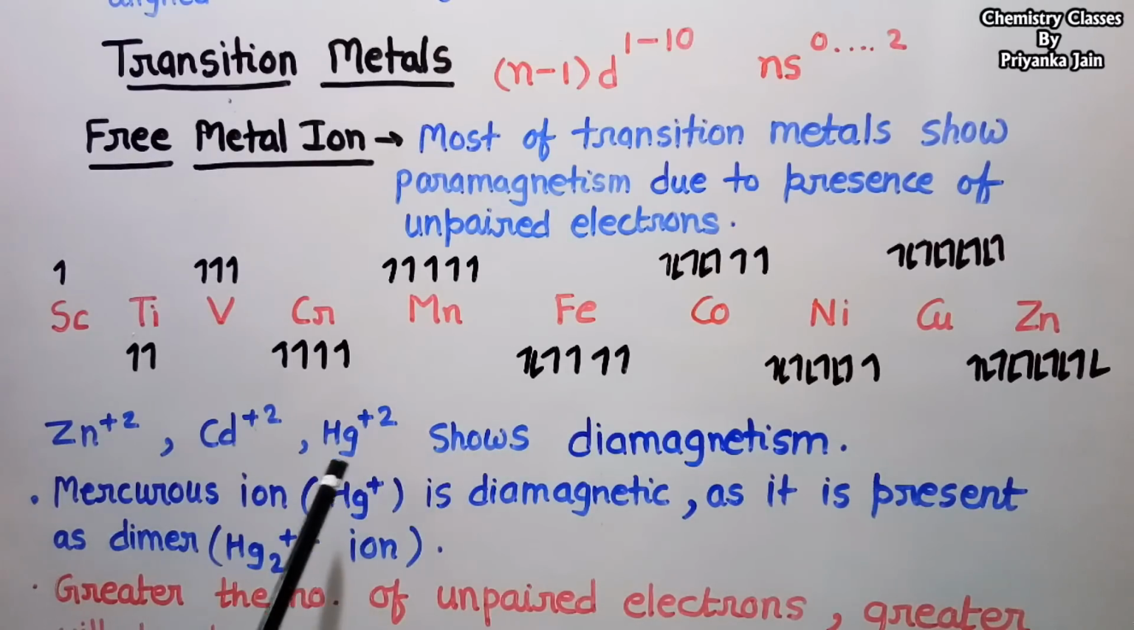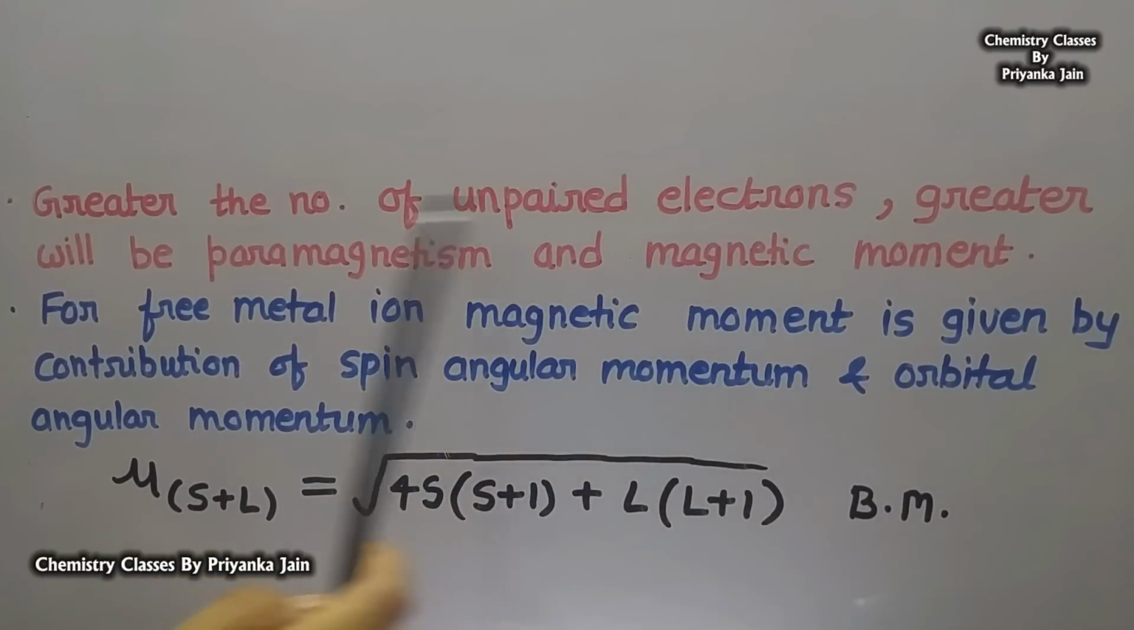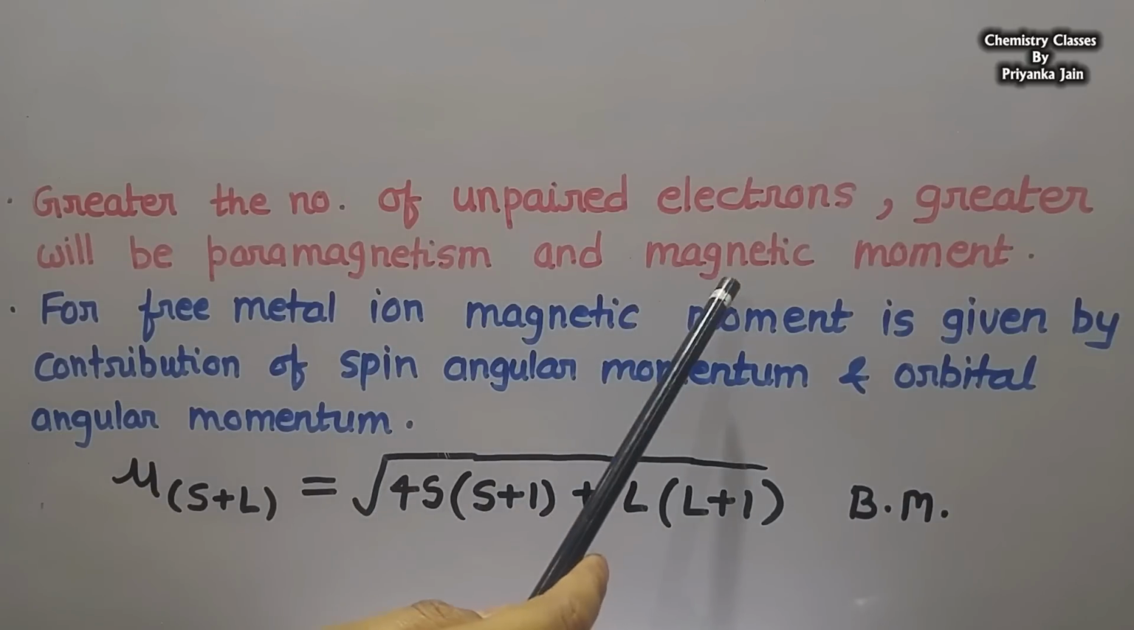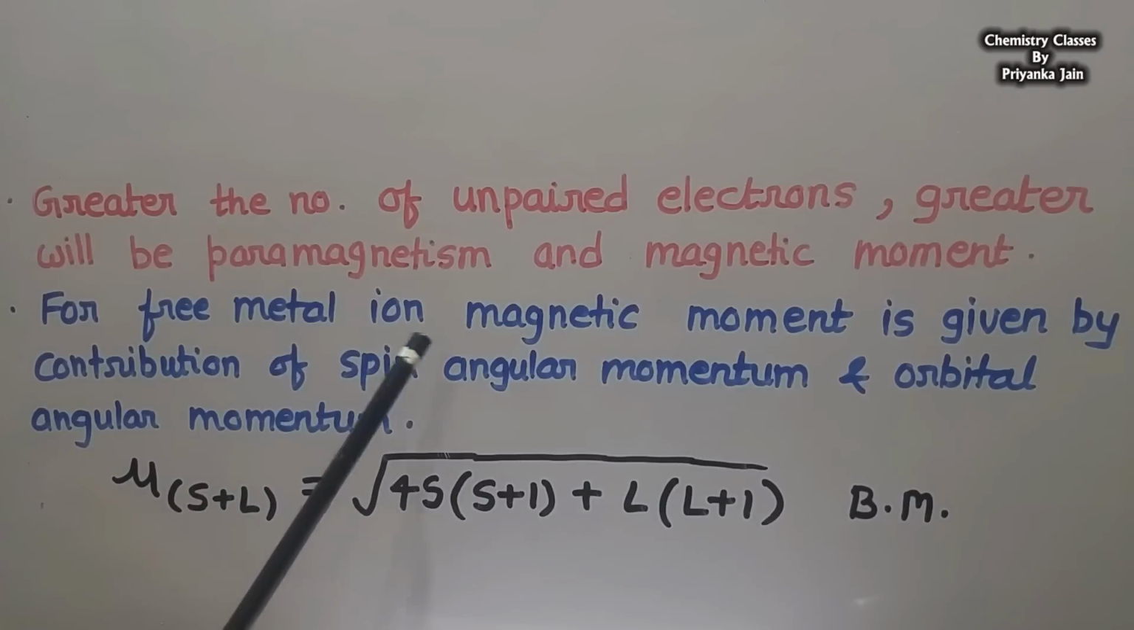Their +2 ion shows diamagnetism because all the electrons are paired. Here one thing should be noted, that in the case of the mercurous ion, it means Hg+, it is diamagnetic. It should be paramagnetic, but it is diamagnetic because it is present as a dimer. It means there are 2 ions, so the spin of both gets paired up. So it is diamagnetic. The greater the number of unpaired electrons, the greater will be the paramagnetism, and hence the greater will be the magnetic moment. For the free metal ion, the magnetic moment is given by the contribution of spin angular momentum and the orbital angular momentum.